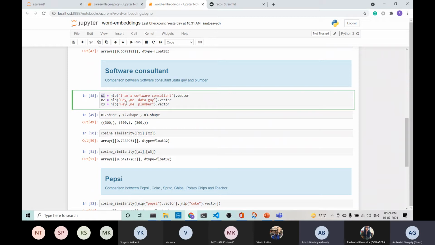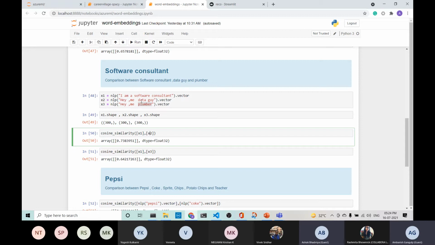Okay, so you see here, again I am playing around. I have: I am a software consultant, I'm a data guy, and I'm a plumber. So if I compare x1 and x2, a software consultant and a data guy, it's 0.73. A plumber is 0.64. So you see it is giving me a sort of similarity here. I just want to give the intuition of how beautiful this is with such simple things. Once we understand the concept, it is giving me this type of similarity.